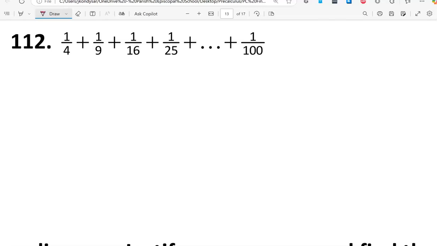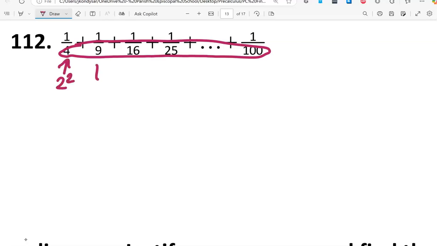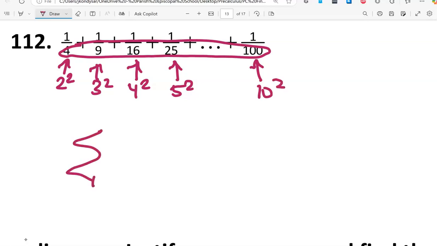In 112, we can observe again that we have a fractional value here, but our denominators here are just all perfect squares. So, for instance, this one is 2 squared, that's 3 squared, 4 squared, 5 squared, and we end with 10 squared. So that means that the general term for this sigma is 1 over n squared, and if we choose to start at 2, that just makes it easier, and we're going to end at 10.